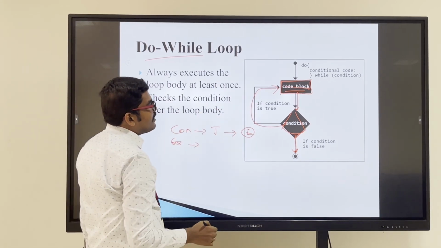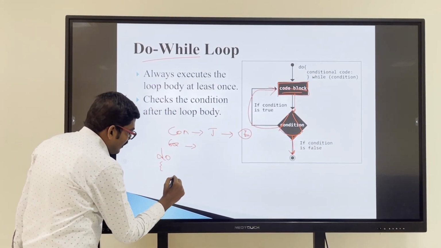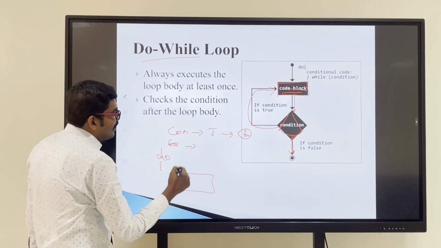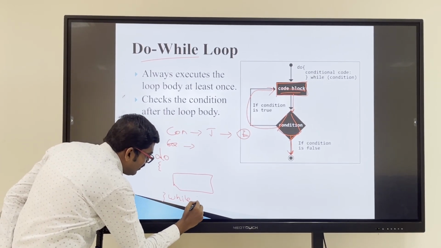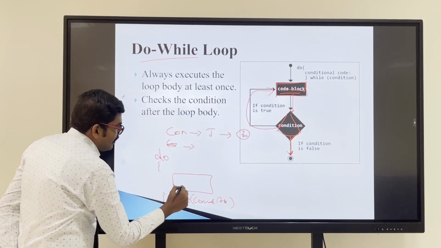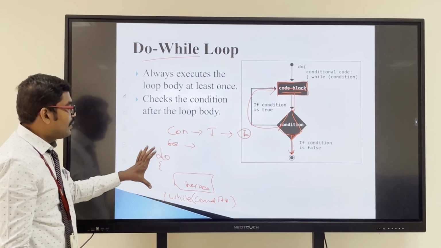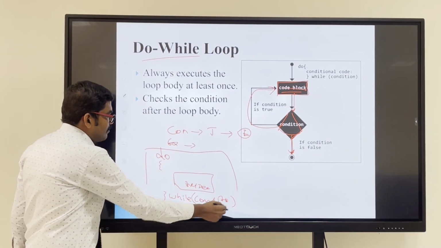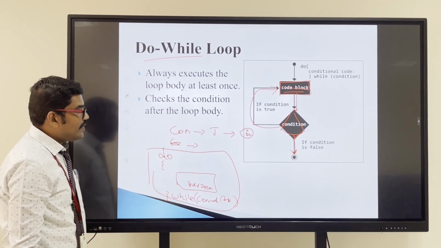Let us see the syntax. Do, block of code, while, condition. The increment or decrement will be inside the block of code. So this is the simple structure: do statement, bracket, block of code, then while condition.